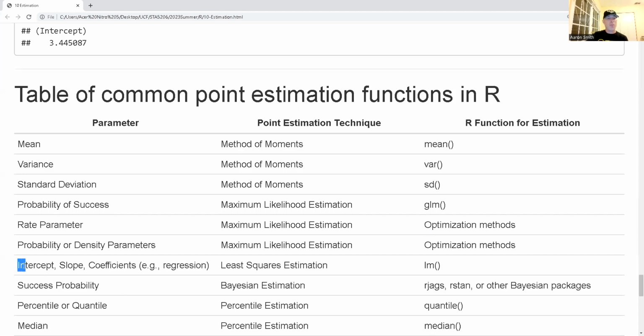Now, if I want to estimate the intercept, slope, or just general coefficients in regression for least squares estimation, I'm going to use the linear model function. That's shocking. Now, for success probability, if I'm using Bayesian estimation, I can use RJAGS, RSTAN, or other Bayesian packages. There's a bunch of Bayesian packages. I have most experience with RJAGS and RSTAN.